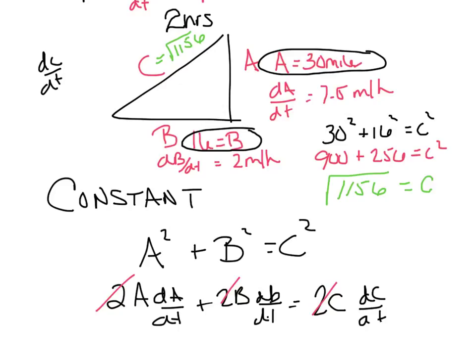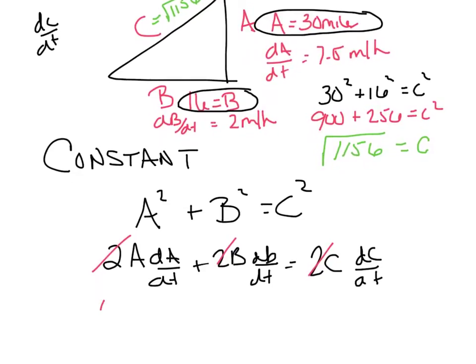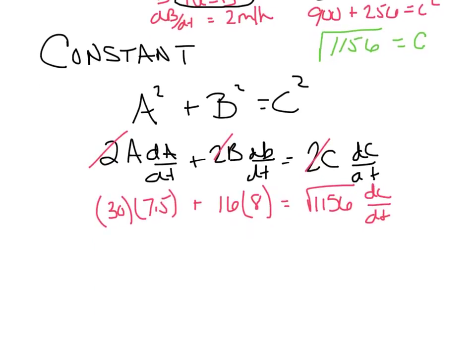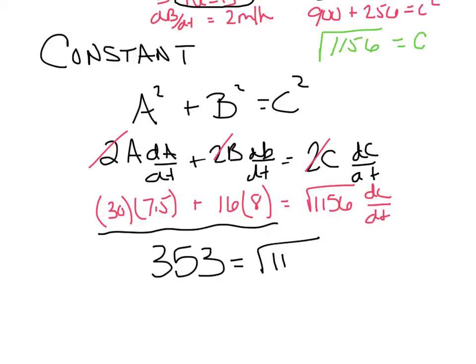And let's just carefully substitute in. We said side A was 30, and its rate is 7.5. Side B was 16 at a rate of 8 miles per hour. Side C is the square root of 1156, and we are looking for dC/dt. So here's where I'm going to steal my calculator. I'm going to obviously put this side together. And I get, let's see, 353 equals the square root of 1156 dC/dt. Divide by the square root of 1156.